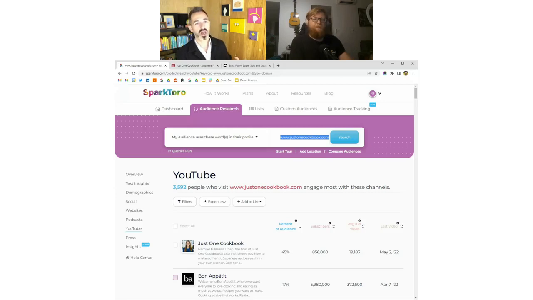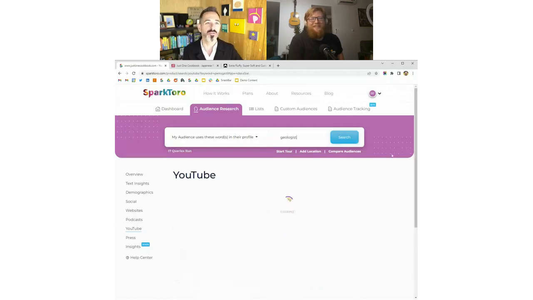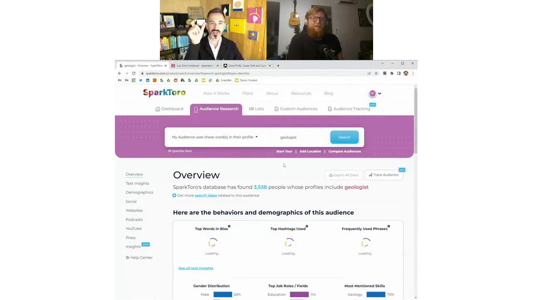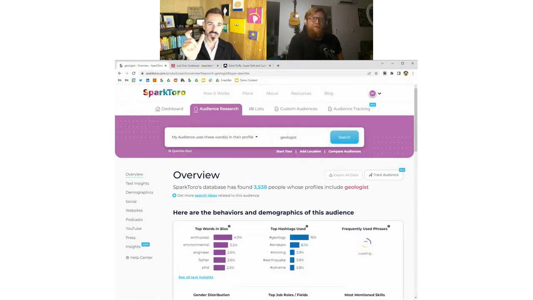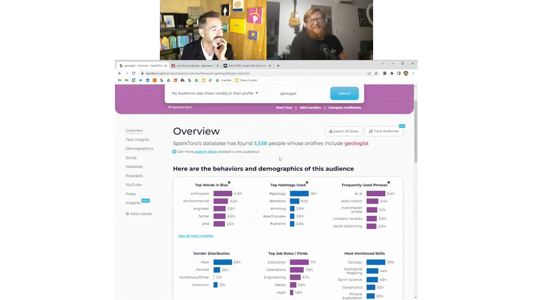But even at the very highest level, if you are entering a new sector or you're selling to a new audience, like, we've got this, I don't know, specialized rock analysis machine. I have no idea, right? So, I want to analyze these rocks. My audience uses the word geologist in their profile. And so now SparkToro is going to go out and find anyone whose profile on any of their social sites says that they're a geologist, which I don't know anything about that world. My mom had a friend when I was a kid who was a geologist, but I don't know anything about it.